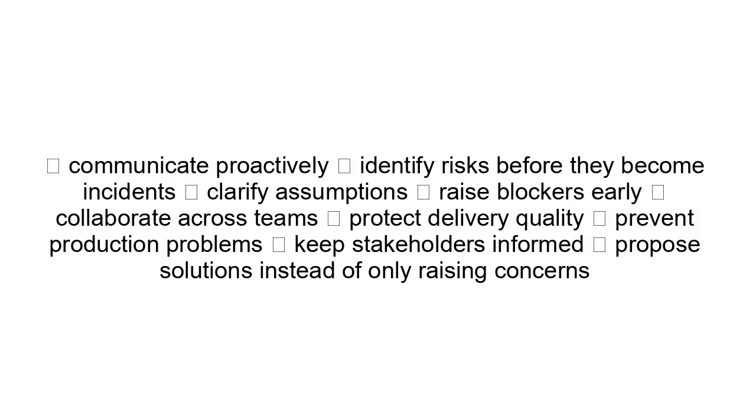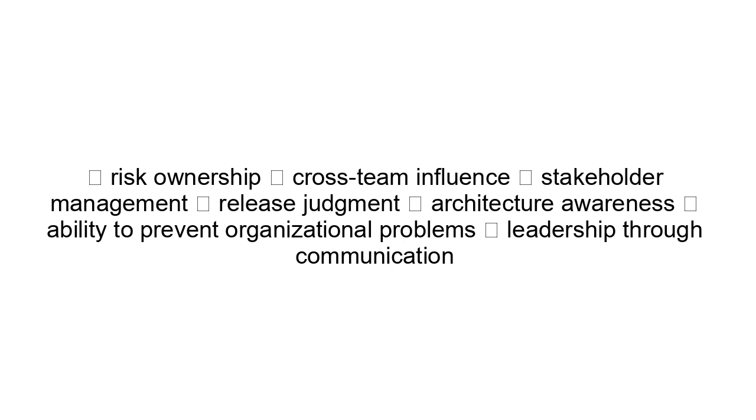What interviewers are looking for. Interviewers want to see whether you can communicate proactively, identify risks before they become incidents, clarify assumptions, raise blockers early, collaborate across teams, protect delivery quality, prevent production problems, keep stakeholders informed, and propose solutions instead of only raising concerns. For senior roles, they also want to see risk ownership, cross-team influence, stakeholder management, release judgment, architecture awareness, ability to prevent organizational problems, and leadership through communication.